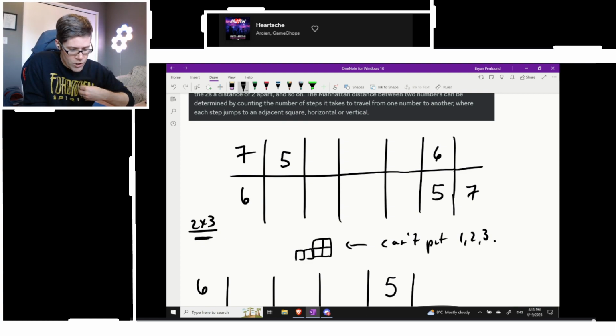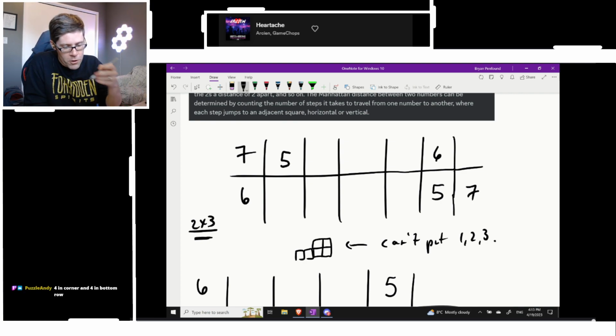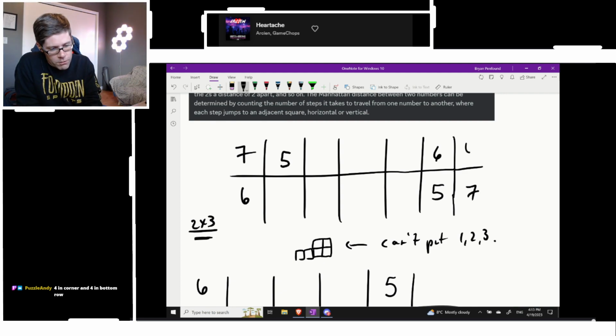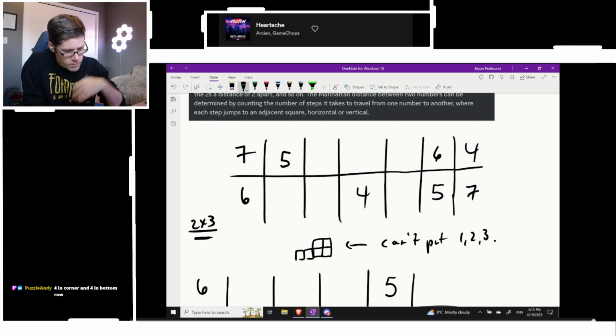So if you get a chain chomp, you can't put 1s, 2s, and 3s in there. It just doesn't work. Did you try the 4 shifted right one? The 4 shifted right one. 4 in the corner, 4 in the corner, and 4 in the bottom row. 1, 2, 3, 4. So 4 here. Let's take a peek.